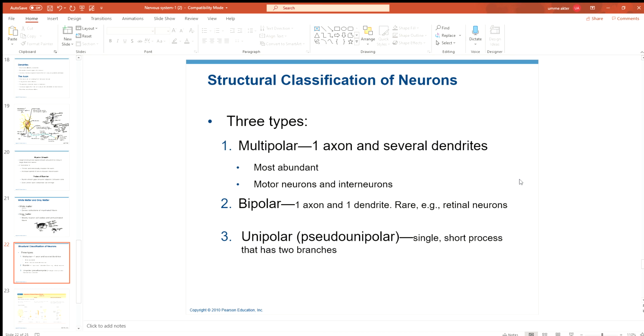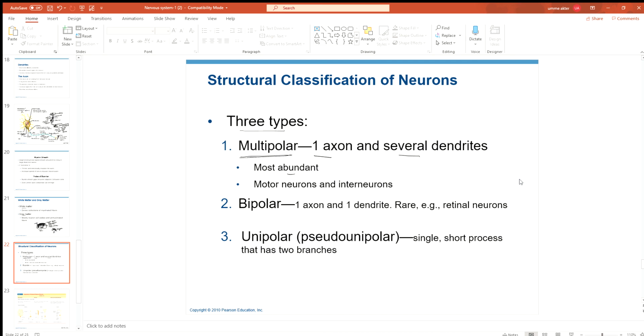Now, let's talk about different types of neurons. The neuron I showed you before, the picture I drew, is a typical neuron. Most of the neurons in the nervous system are like that, and those are called multipolar neurons. It has a single axon and several dendrites, right?